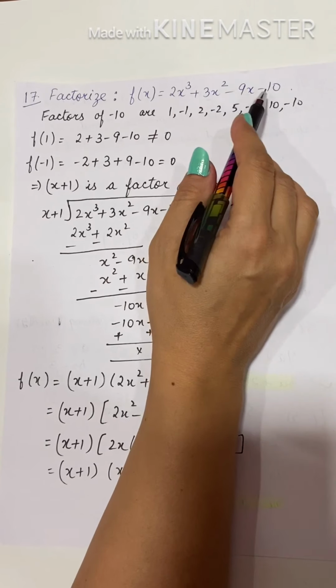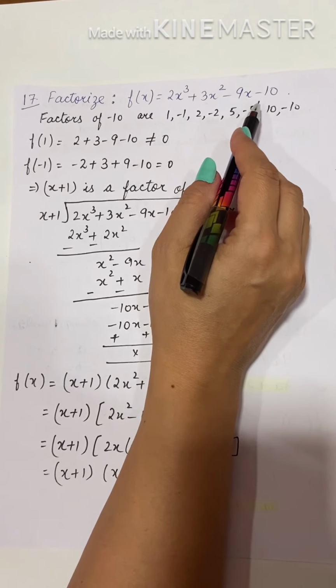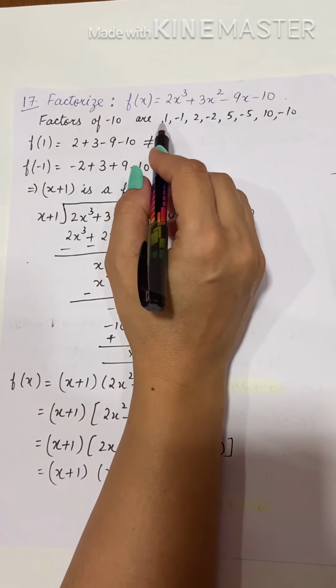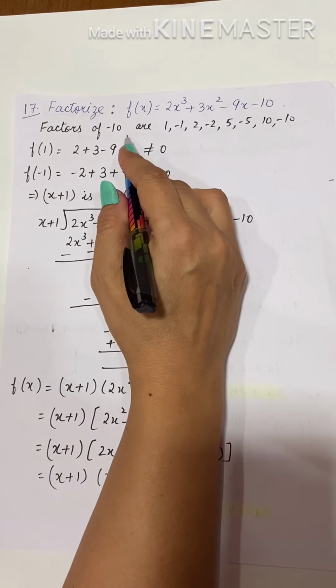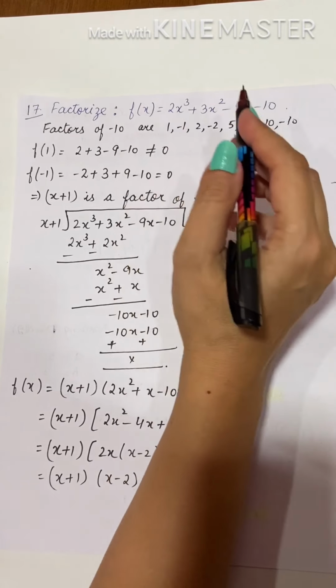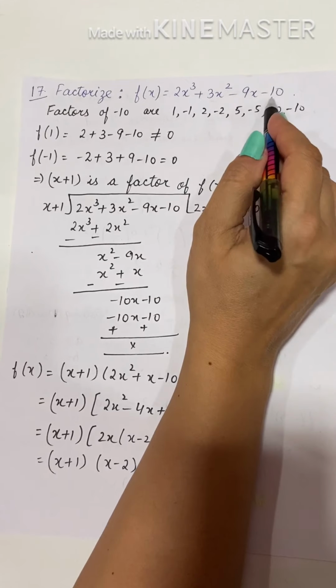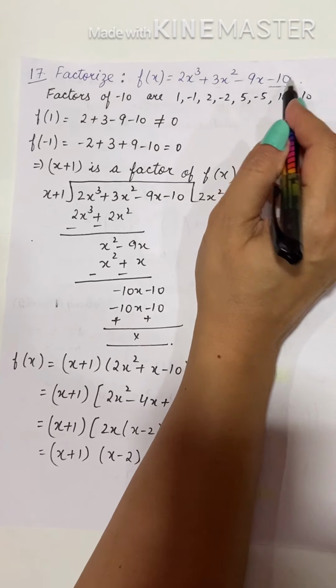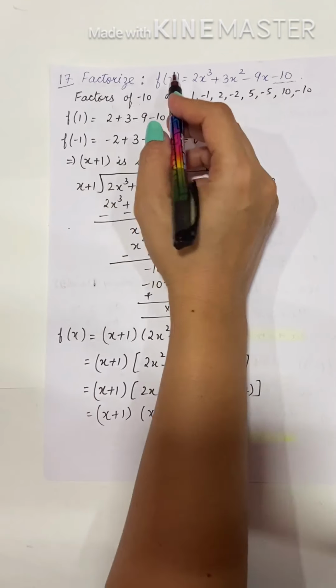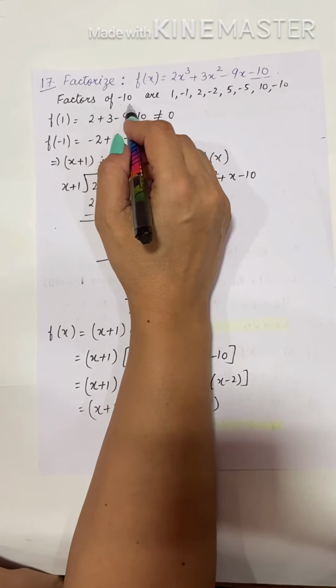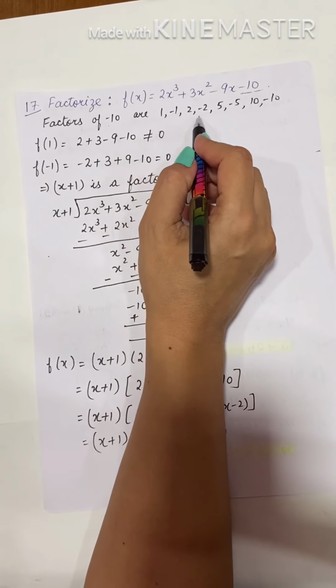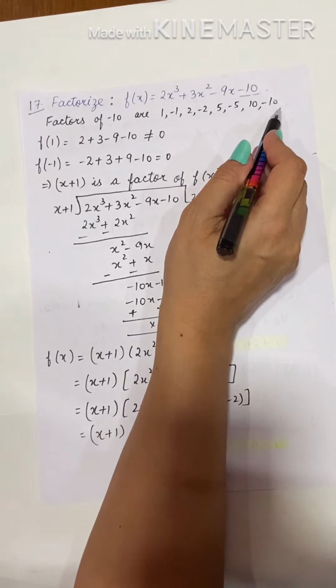Students, in this type of question, no factor is given, right? So the first thing is we have to find out one of the factors of the given polynomial by hit and trial method. For that, we'll consider the constant term. Here the constant term is minus 10. So we are going to find factors of minus 10: 1, minus 1, 2, minus 2 and so on. I have written the factors.